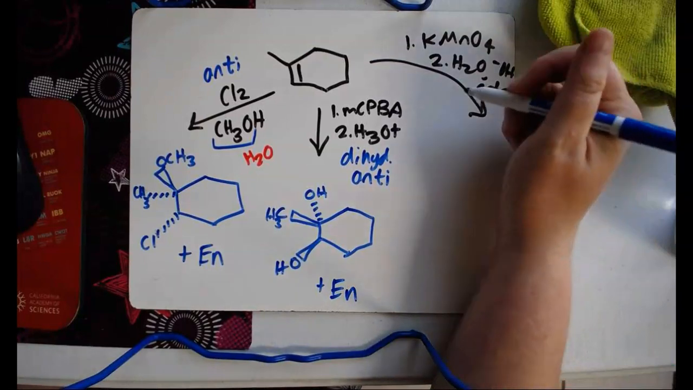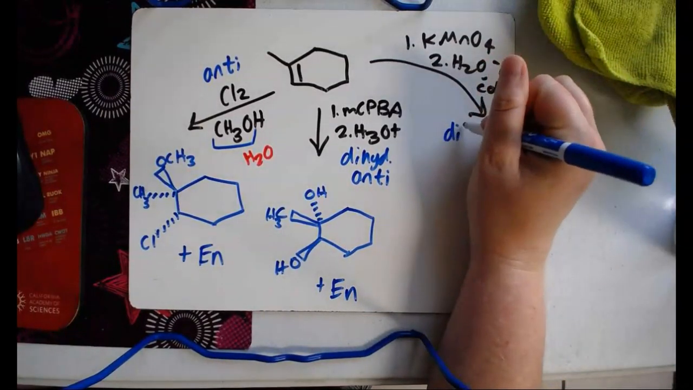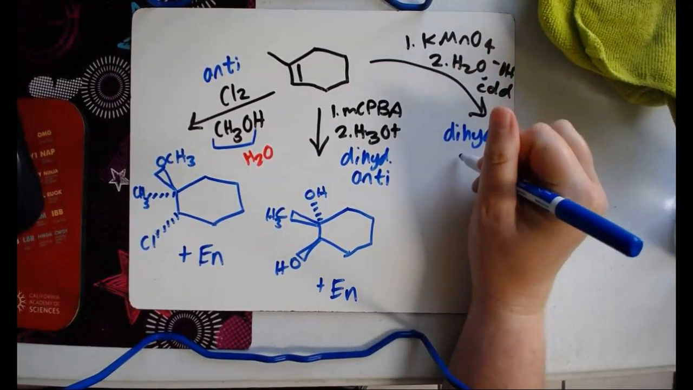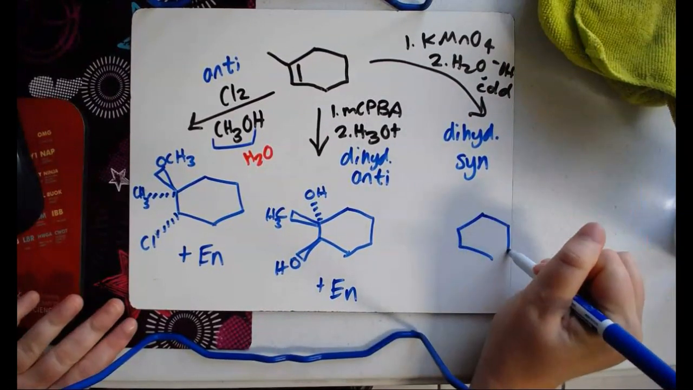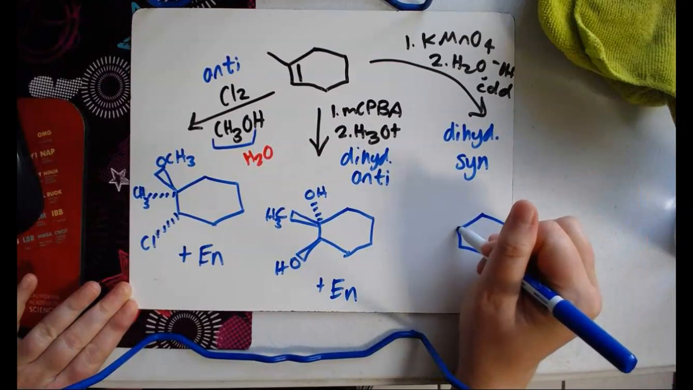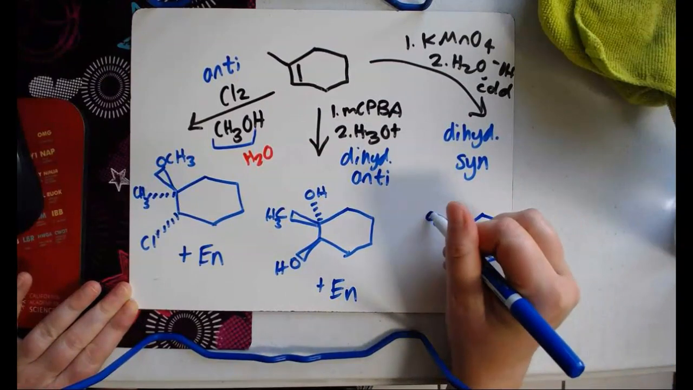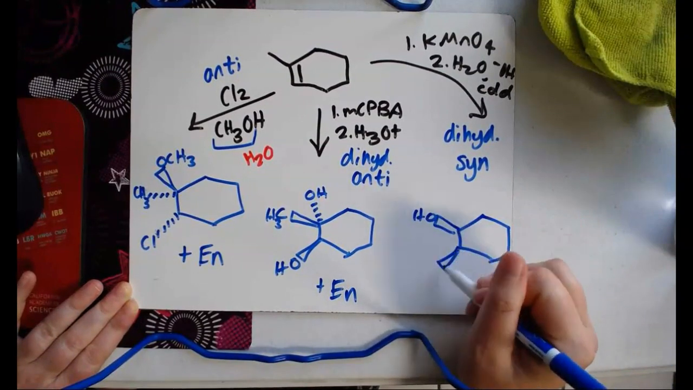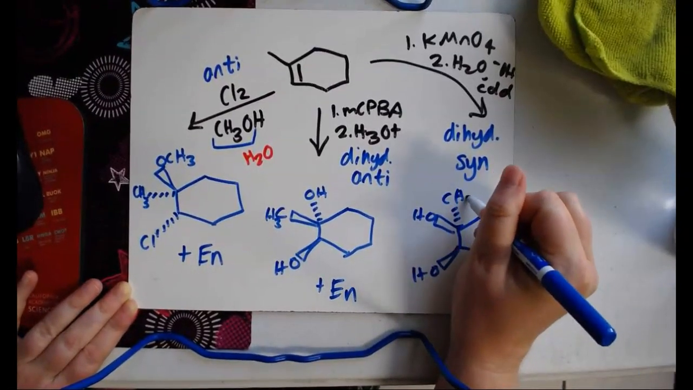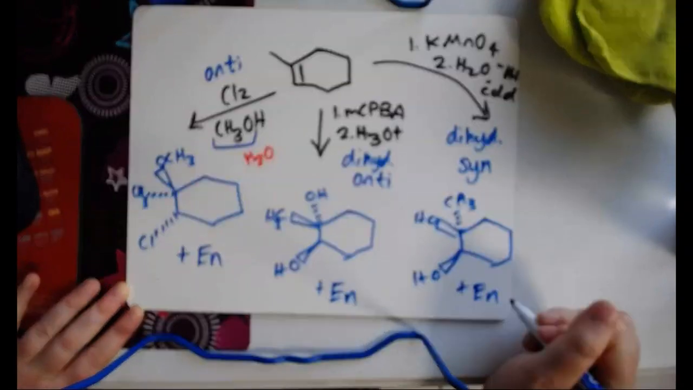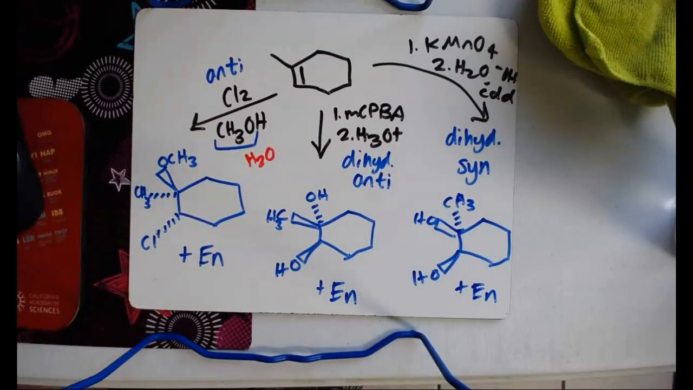And then on this one, we also know that it's going to be a dihydroxyl, but this one's going to be a syn addition. So I'm going to draw both of my alcohols on wedges, which means that that methyl group will be on a dash. And again, we can say plus the enantiomer. So similar reactions, but slightly different results.